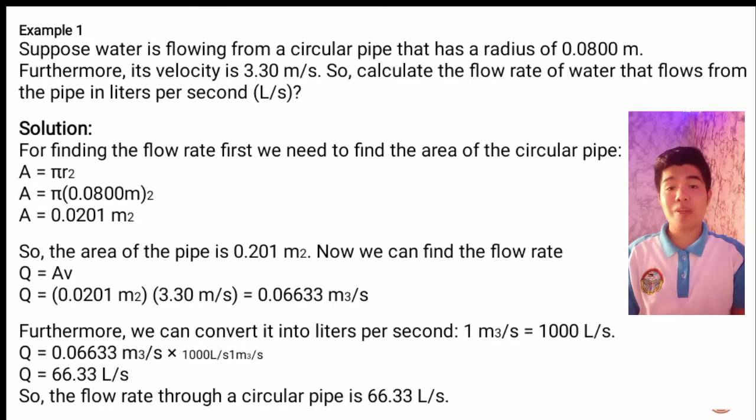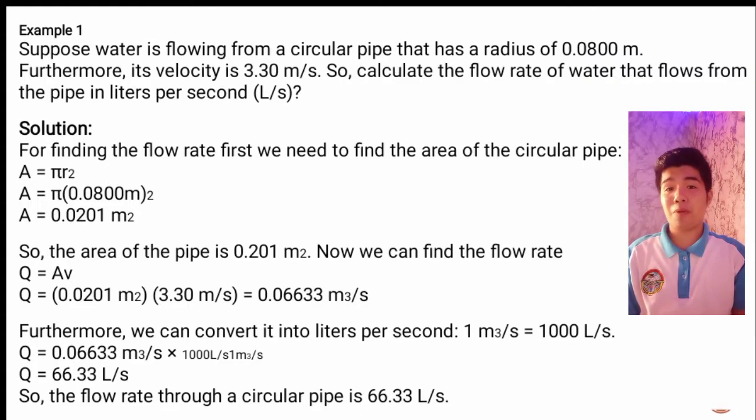So now, pupunta na tayo sa example number 1. Suppose water is flowing from a circular pipe that has a radius of 0.0800 meter. Furthermore, its velocity is 3.30 meters per second. So the question is, calculate the flow rate of water that flows from the pipe in liters per second.